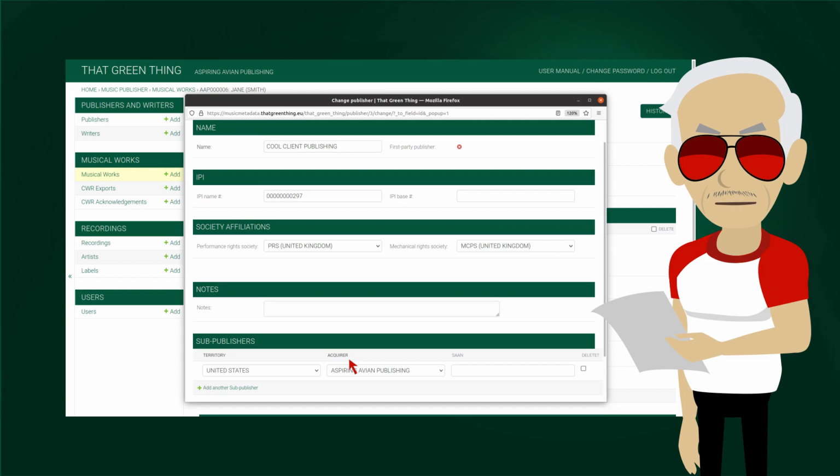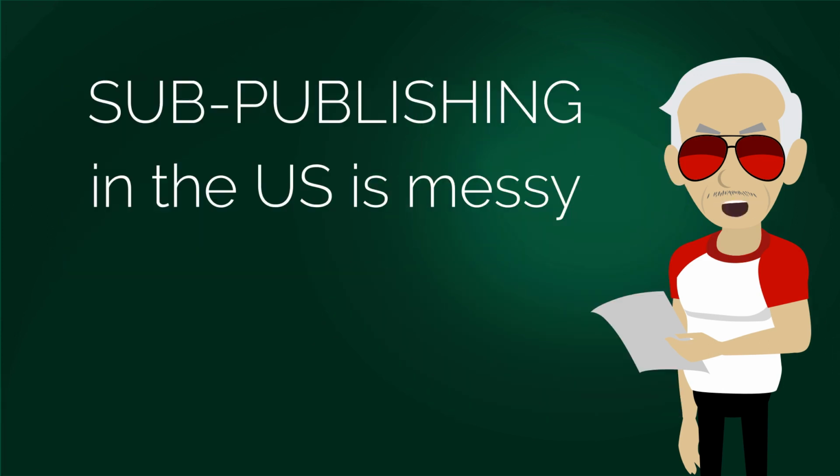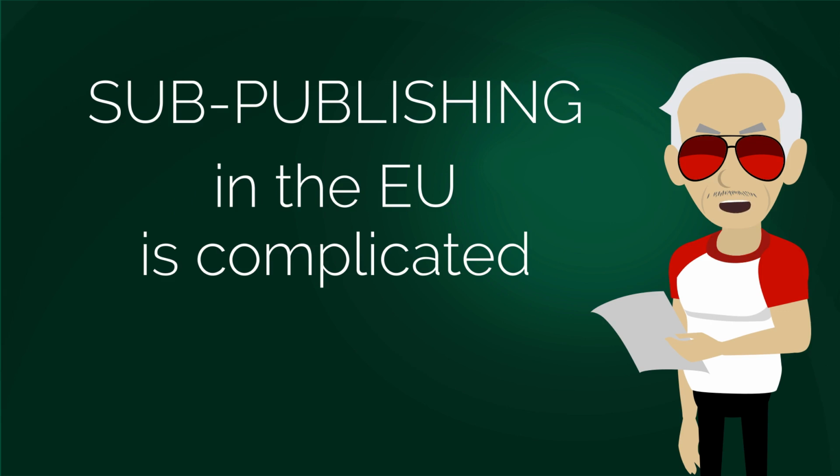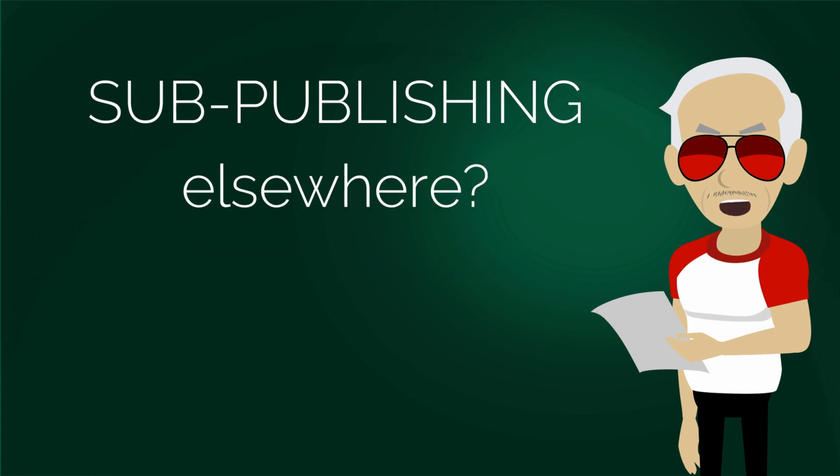And the order matters. The first one will be used in all cases, except when a writer is in one of the other PROs. Sub-publishing in the US is messy. We can provide you with the tech, and know-how. But it will still be messy. On the other hand, sub-publishing in the EU is complicated. But if you know the rules and know how to implement them, you will be fine. Well, I can't go through every country in the world, but in general, it is either simpler than the US or EU, or it does not work at all.